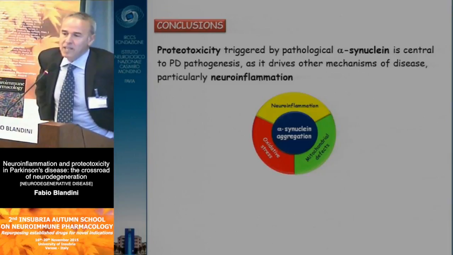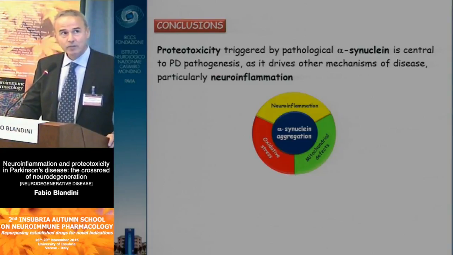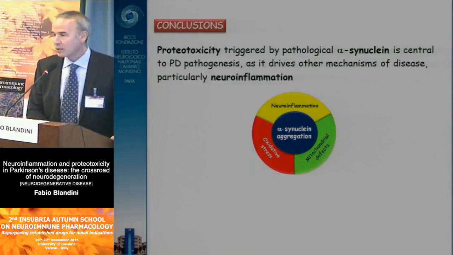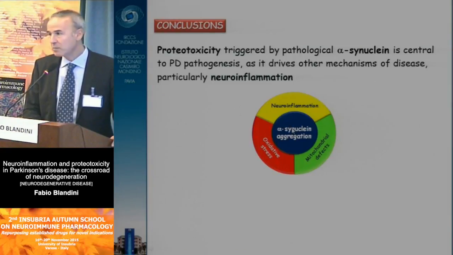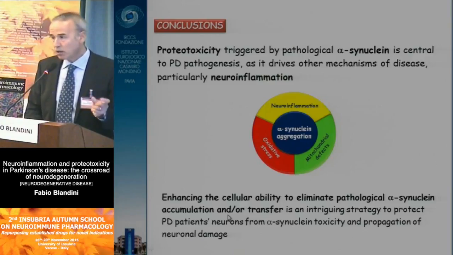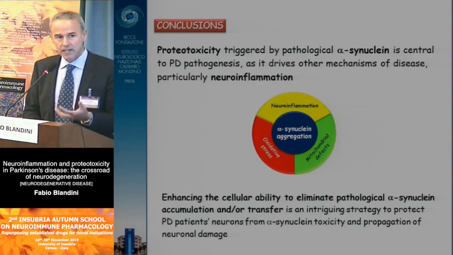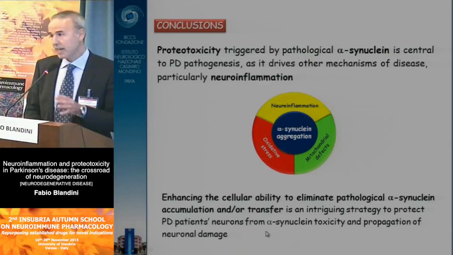Just a conclusion, quite simply, an almost tautological conclusion. Proteotoxicity triggered by pathological alpha-synuclein is crucial to the pathogenesis of Parkinson's disease, which is why I put it right at the center of this target, because it is able to drive every other mechanism involved in the disease, and particularly neuroinflammation. Enhancing the ability of a neuron to eliminate the pathological alpha-synuclein accumulation and or transfer, which is equally important, is a very intriguing, difficult, but fascinating strategy that may protect the neurons of PD patients from alpha-synuclein toxicity and propagation of the neuronal damage.